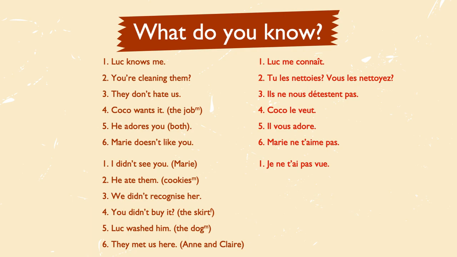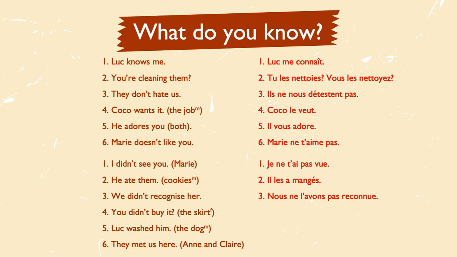We hate them. Oh, sorry, we ate them. Okay, so the verb is manger. We've got cookies, and cookies are masculine. Nous les avons mangés. So we have to add an s to our past participle because the things that we ate were masculine. We didn't recognize her. Okay, the thing we didn't recognize is feminine. The verb is reconnaître. Nous ne l'avons pas reconnue. We add an e to reconnu because the thing we didn't recognize is feminine singular.